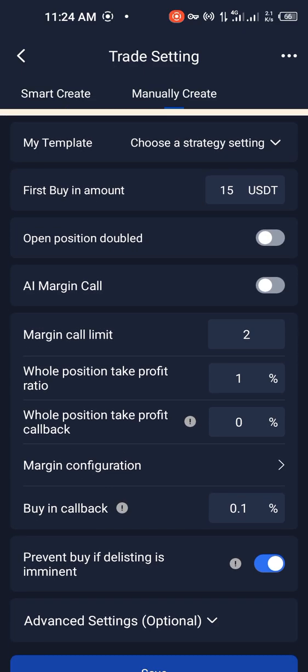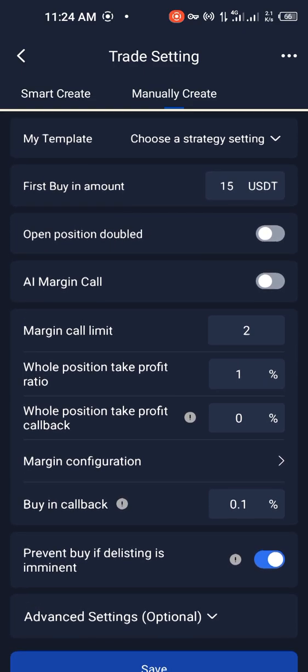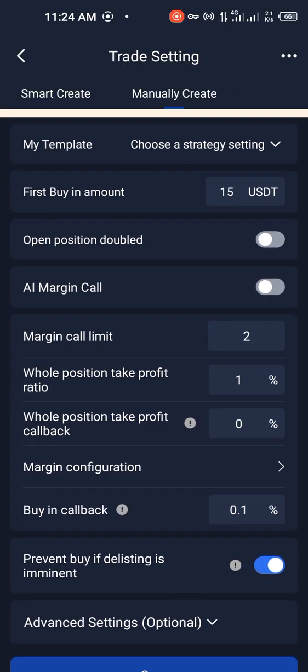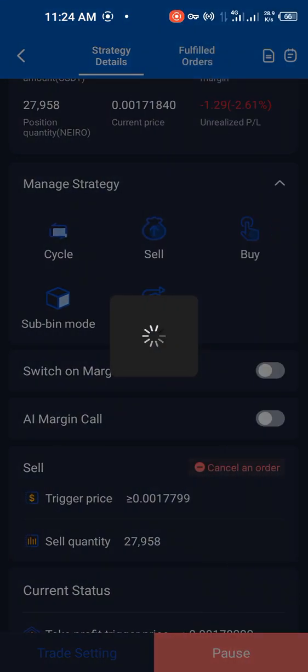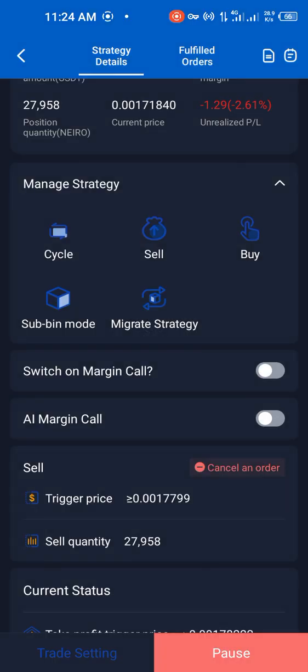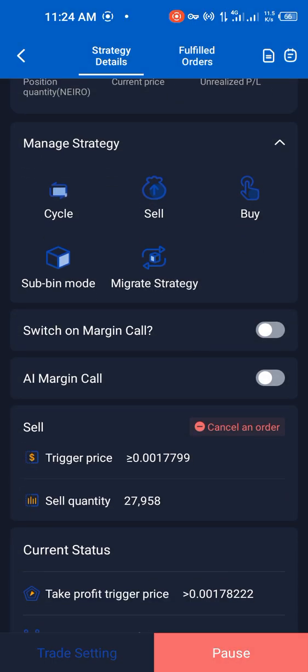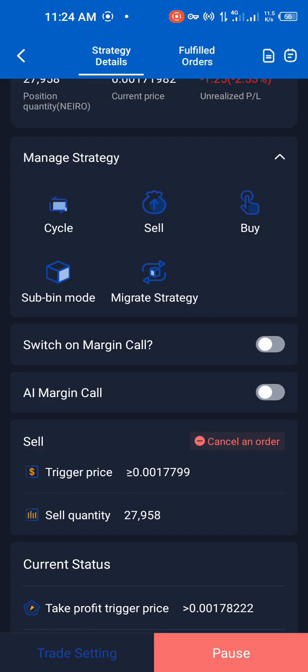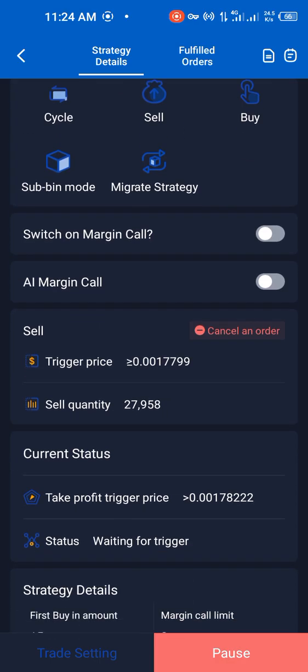So it's going to skip this. It's not going to give you this whole position take profit 1%, because you have done a manual sell, a manual setting of take profit here. It's going to give you this particular one that you set manually. That's the two different. So you understand that. So that is that.